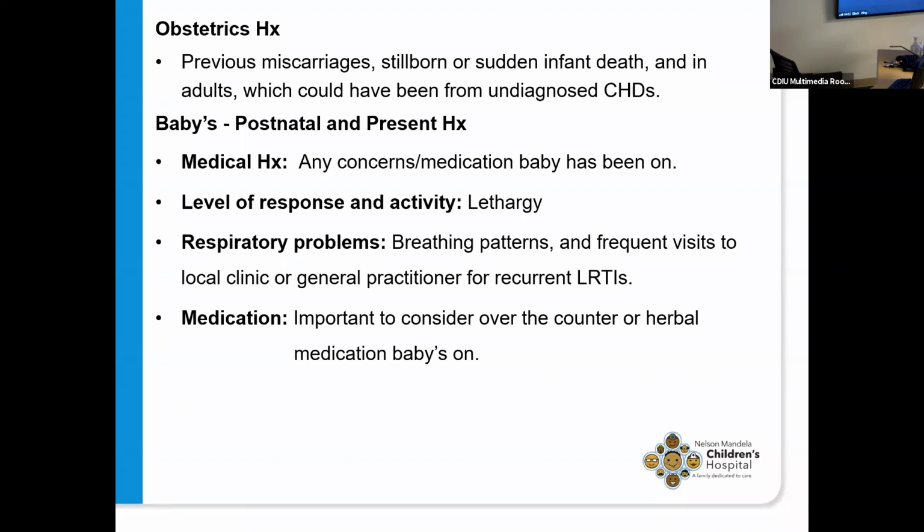So we'll ask if the mom has any concerns or what medication baby has been on, and then how baby is, their level of response and activity, if the child appears lethargic, respiratory problems. She'll report that the child had abnormal breathing patterns, and maybe frequent visits to the local GP or clinic, which could be indicative of recurrent lower respiratory tract infections. And then also what other medication the child was on that maybe they got over the counter, or herbal medication that the child was on.